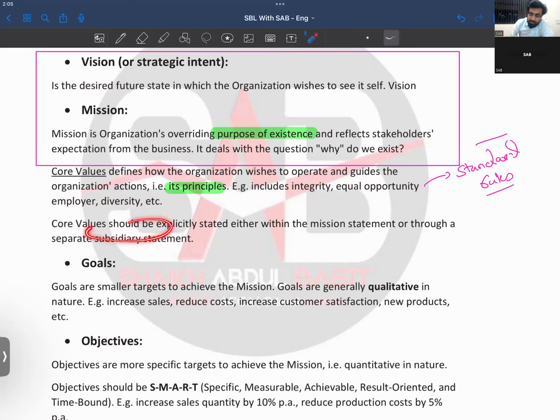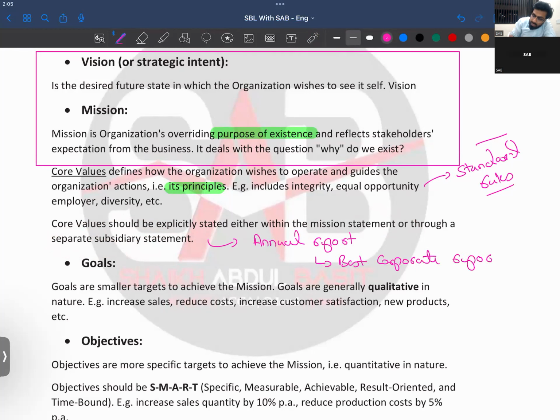And core values should be explicitly stated either within the mission statement or through a separate subsidiary statement. So core values need to be mentioned, right? In fact, I remember when I was working for one of the leading MNCs, we had to make an annual report. In the annual report, there was a criterion that we were competing in, the best corporate report, BCR. In order to win, you have to make sure that you have made the vision statement available, the mission statement available, and the core values available.